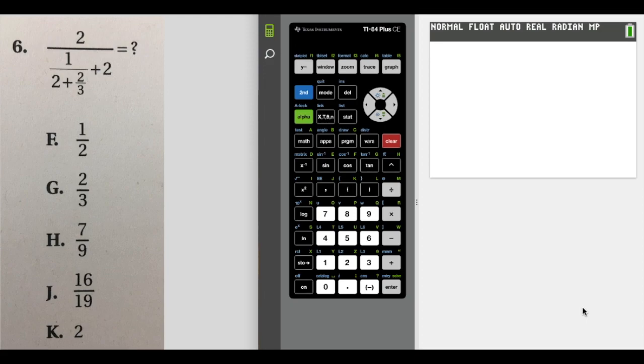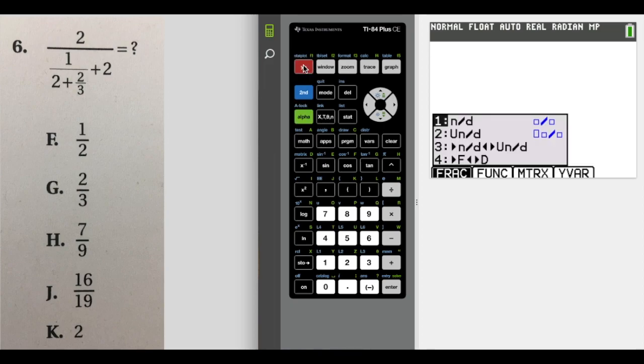Okay, let's use the TI-84 to solve a rather complex fraction. This could be difficult because I have to find common denominators throughout the problem, and this is very long and laborious, but with the TI-84 it's very simple. Let's use the alpha F1 key and make a fraction.